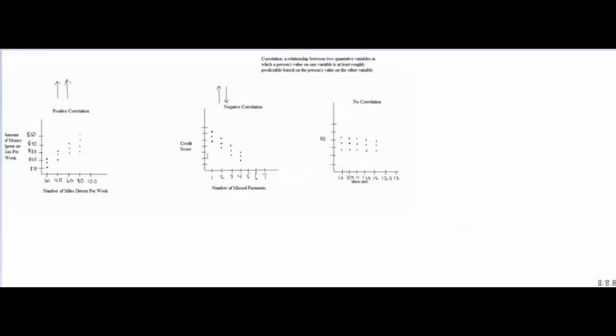There might also be a negative correlation between the number of miles that a person walks per week and the amount of money that a person spends on gas per week, because people who do more walking are probably doing less driving, which would mean that people who are doing more walking would be spending less money on gas. And if the amount of money spent on gas goes down as the amount of walking goes up, then that would be a negative correlation.